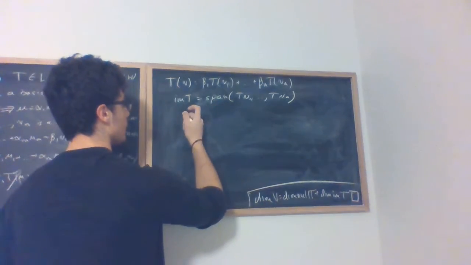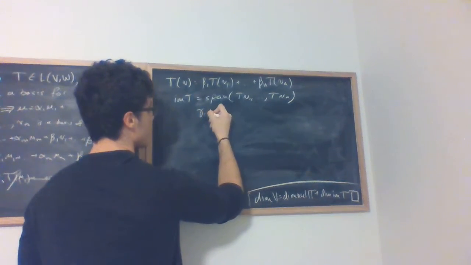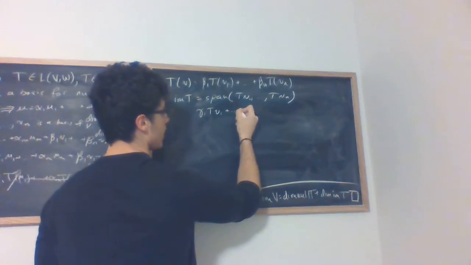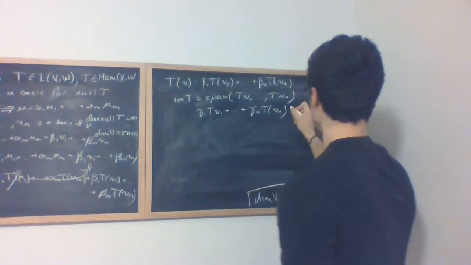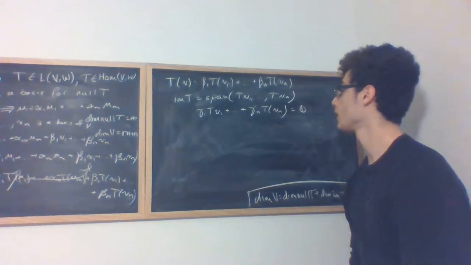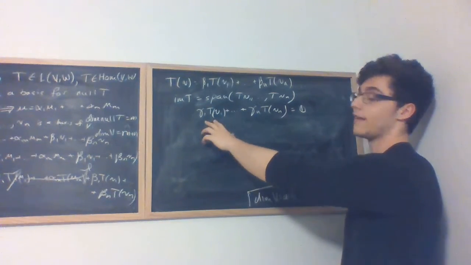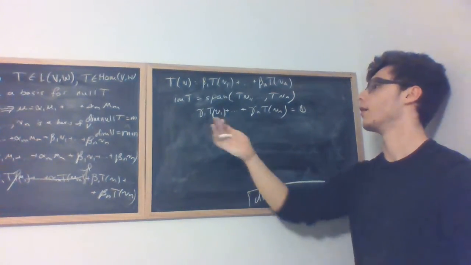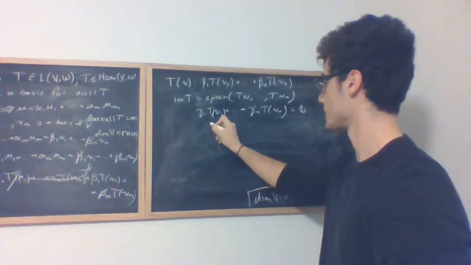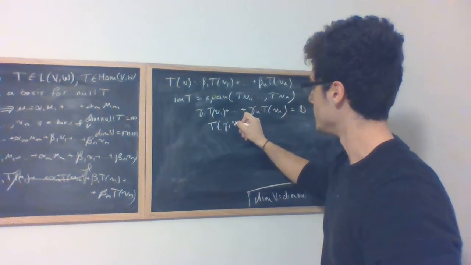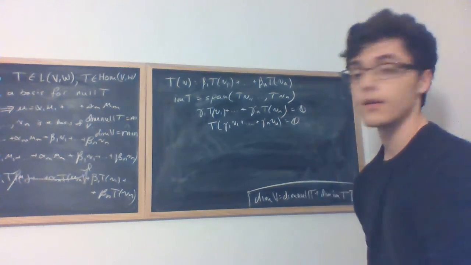So say that we have a linear combination of these vectors being equal to the 0 vector. So gamma 1 T of v1 plus all the way up to gamma n T of vn equaling the 0 vector. By the same logic as earlier, but in reverse, we could leverage the additivity and homogeneity of the linear transformation T to rewrite this as a single application of the transformation. So T of gamma 1 v1 plus dot dot dot up until gamma n vn equals the 0 vector.